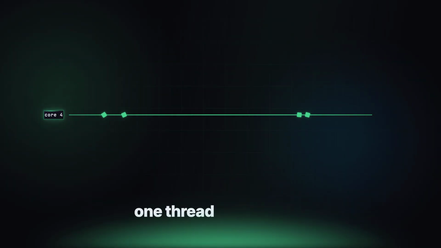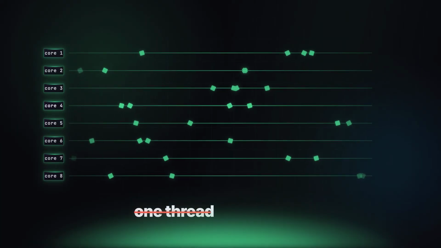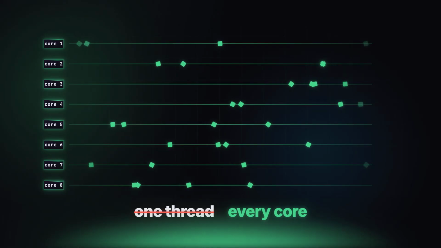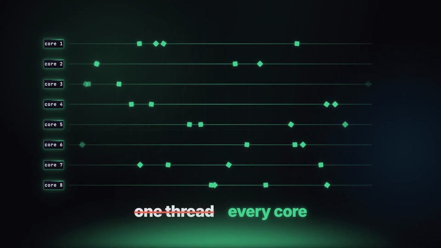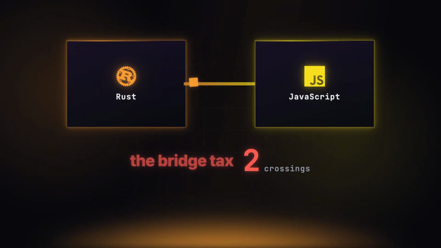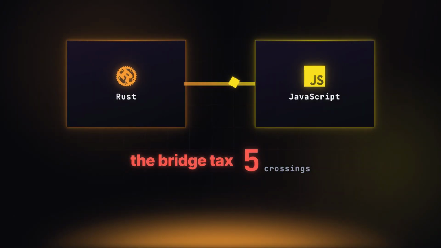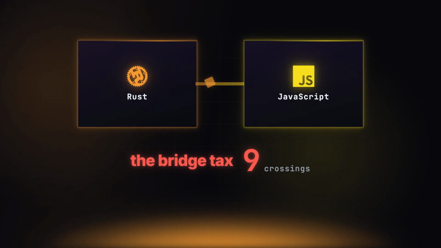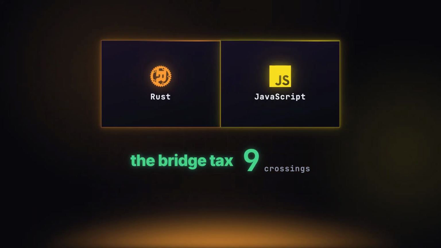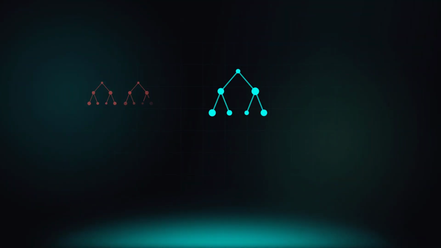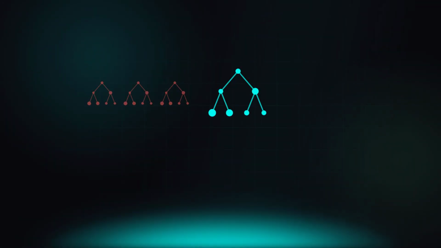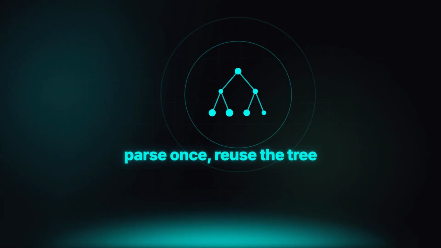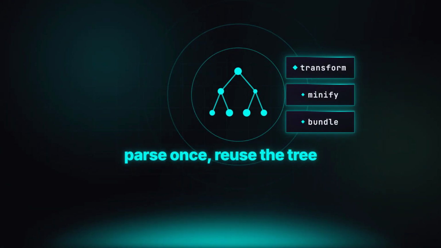First, it actually uses your machine. Module work spreads across every core you own instead of politely queuing up on a single one. Second, it stops asking JavaScript. Every hook crossing from Rust into JS costs, so filters decide in Rust whether to bother. Third, it reads your file once. One parse, one tree, shared by everything downstream instead of rebuilt at every step.